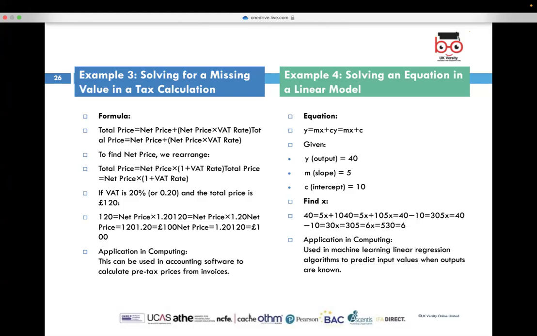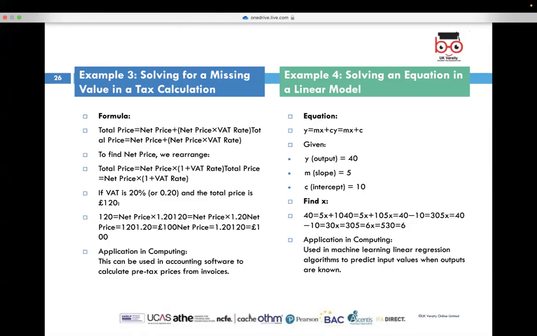Example 3, solving for a missing value in a tax calculation. The formula here would be total price equals net price plus net price times VAT. To find the net price, we rearrange this. So total price equals net price times 1 plus VAT.